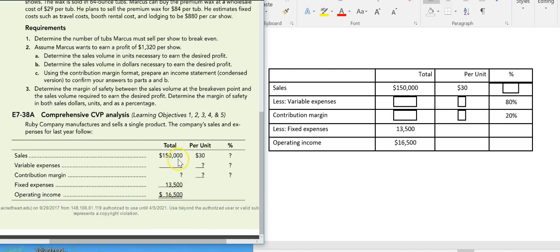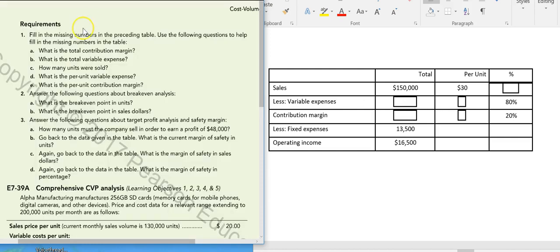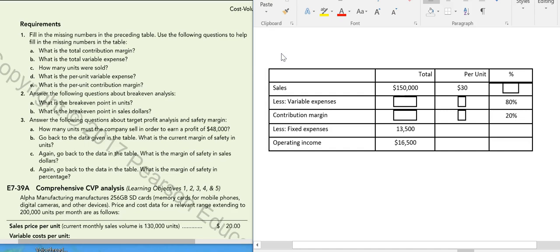So now let's try to fill in these blanks, or the missing information. I actually made this table here. It's the same thing. We'll try to fill up these missing boxes. And we'll also get the answers to the questions from all of our requirements. They're the same questions that are asked under requirement 1, to know all this missing information. So let's try to do the problem, E738A.